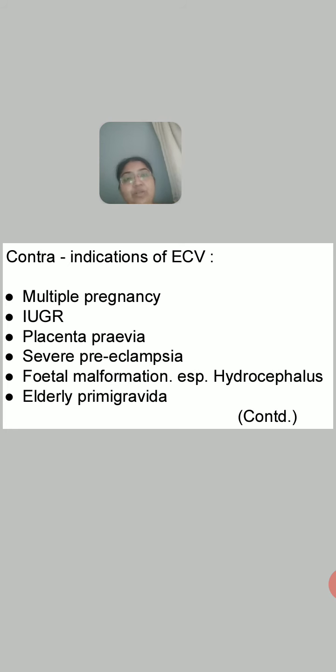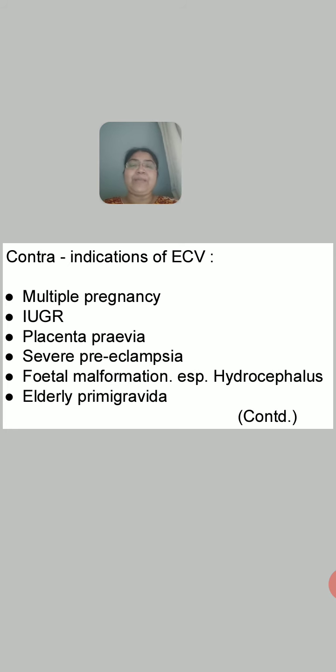We'll discuss how the version is done, we'll discuss the method. But because the baby is small for the date, not properly grown, the growth deficit is there, the fetus may not withstand the pressure done during version. That's why for IUGR, version is contraindicated.